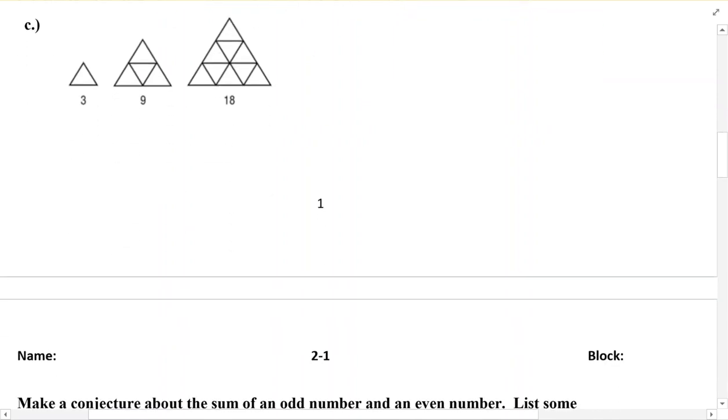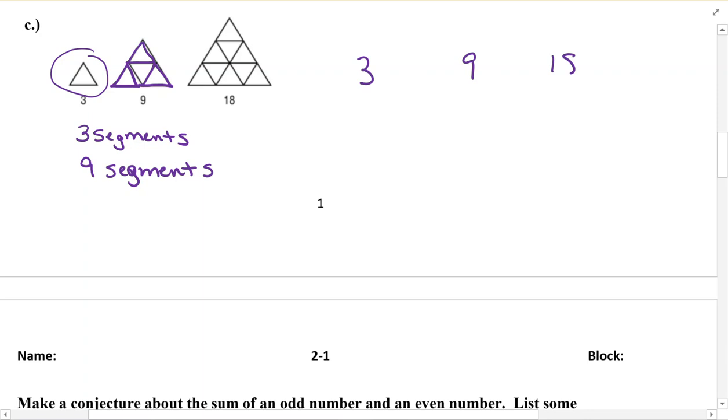Looking at problem C, our first inclination is to count the number of triangles, but 3 is not the number of triangles in this picture here. 3 would stand for the number of segments. So there's 3 segments, then 9 segments. If you count them, that's what there would be. There's 1, 2, 3, 4, 5, 6, 7, 8, 9. And then there's 18 segments. So we have the numbers 3, 9, 18. We want to know how many segments would be next.